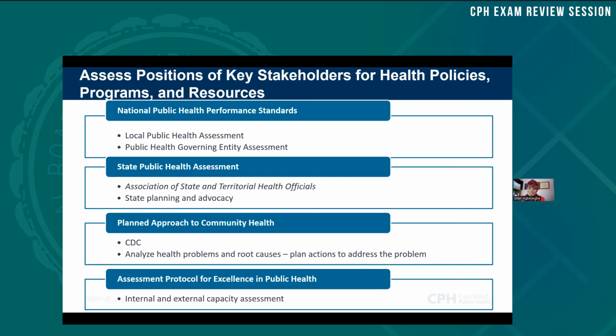The National Public Health Performance Standards have laid out guidelines for what we should be seeing at the local level. The State Public Health Assessment, the Association of State and Territorial Health Officials, they have their work, and there's that saying that if you want to go fast, go alone, but if you want to go far, you go with others. So you have all of this planned approach to community health by the CDC. They plan and look at things, and because of the data that the CDC collects, not just at an individual level but at an organization level, they're able to advocate more for it. So you're working with stakeholders, finding out all the people who are working in programs and bringing them together.